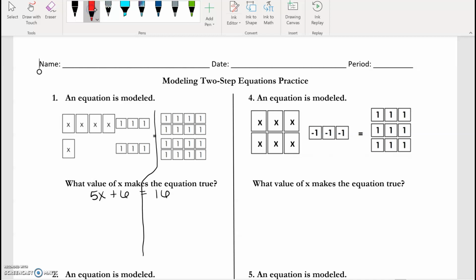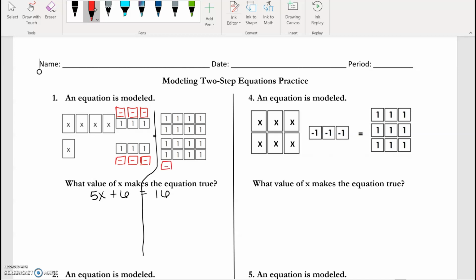So my first thing is I need to get rid of these items that are on this side of the equal sign with the x's. So I have a +6 here. To cancel out a +6, I need to add a -6. These are called zero pairs. So if I add -6 on this side, I have to add -6 on the other side.